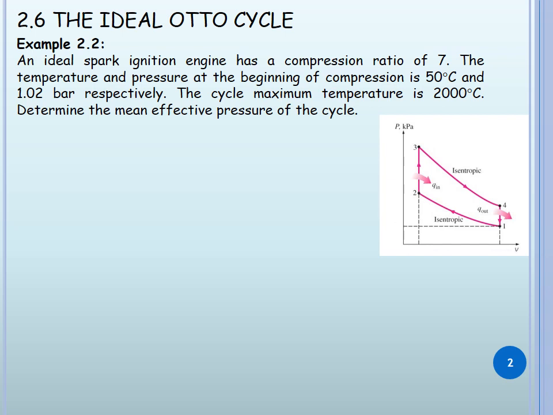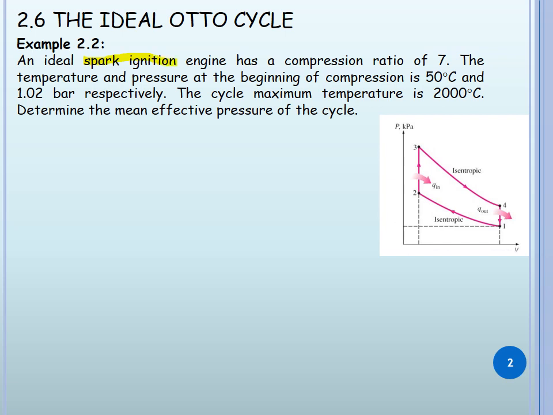Okay, let's read example 2.2. An ideal spark ignition engine has a compression ratio of 7. The temperature and pressure at the beginning of the compression are 50 degrees Celsius and 1.02 bar respectively. The cycle maximum temperature is 2000 degrees Celsius. Determine the mean effective pressure of the cycle. Now let's read it carefully.